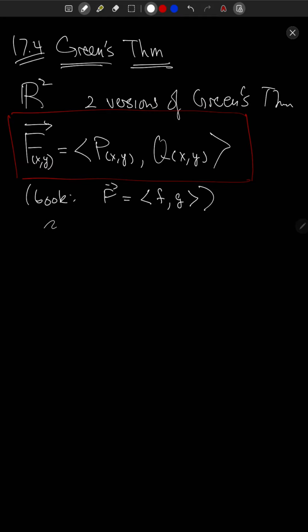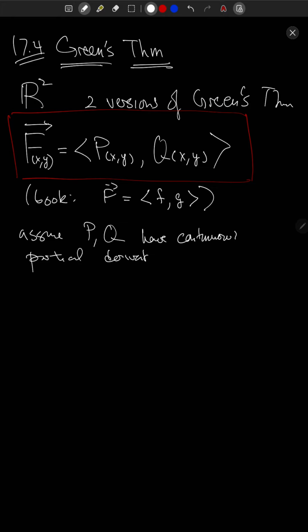Okay, so let me define, given these two component functions, let's assume, for the entire lecture, that P and Q have continuous partial derivatives. This is to make sure that things can actually be differentiated, and then after they're differentiated, they actually have nice properties when we start to work with them, integration and stuff like that.